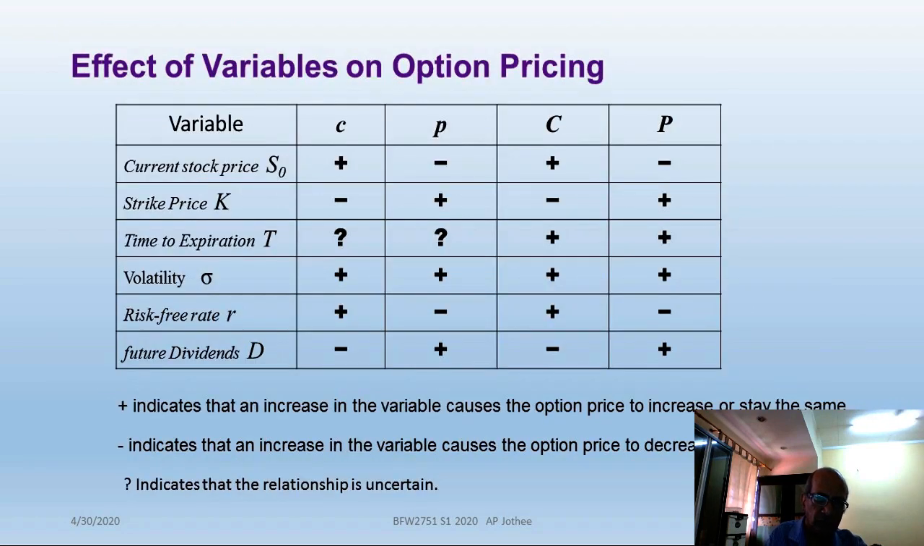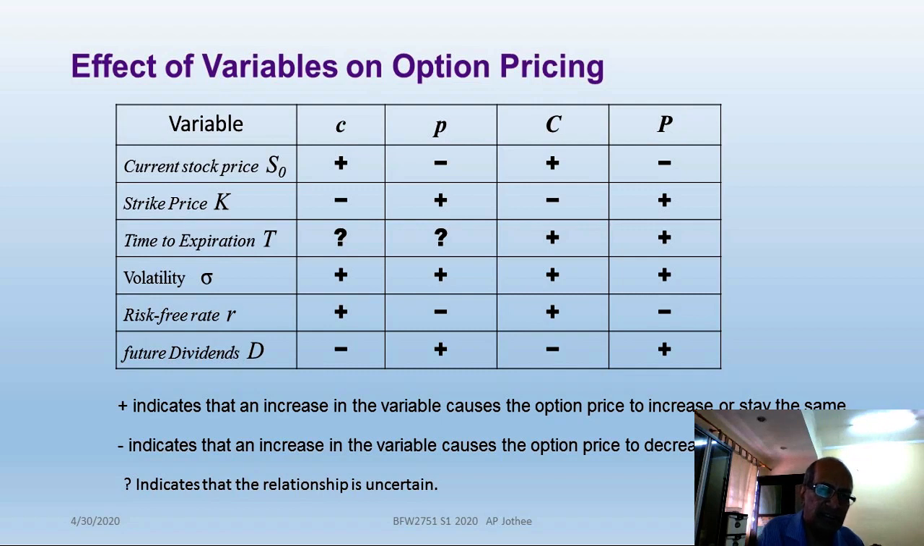Right? So we have got about 6 variables here. The first variable is current stock price S0. Second is the strike price. Third is the time to expiration T. Fourth is the volatility sigma or the standard deviation. Fifth is the risk-free rate R. And finally is the future dividends. We're going to take into account all these as increments.